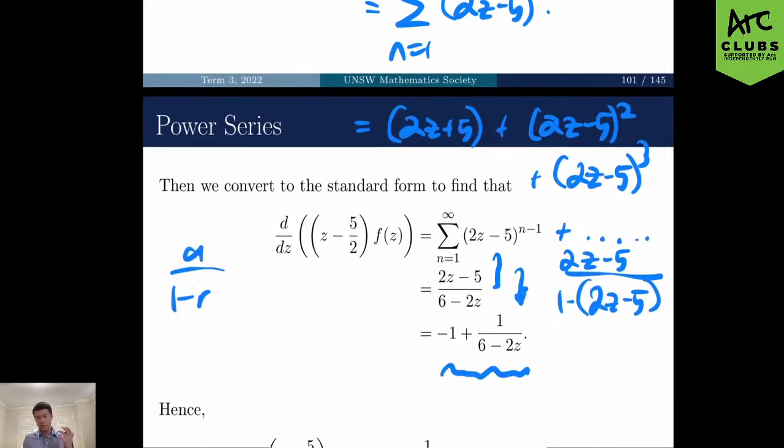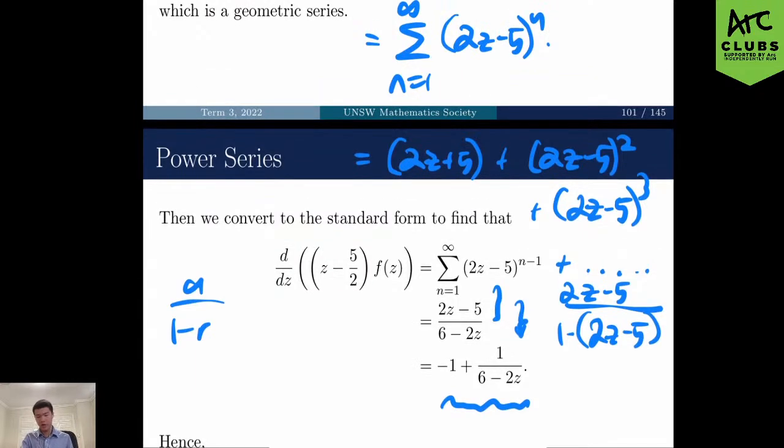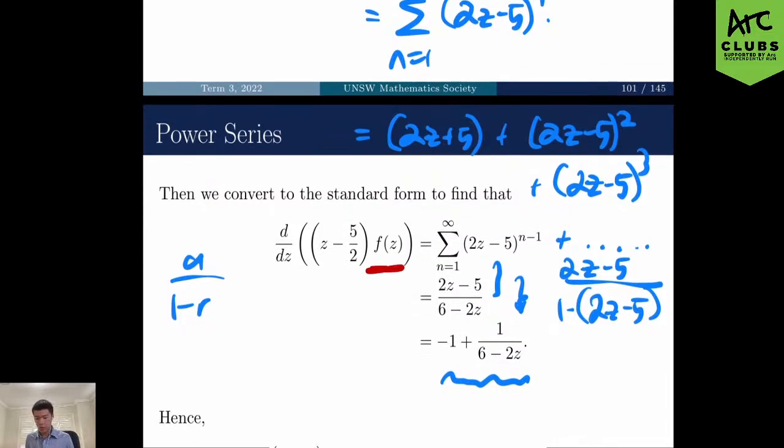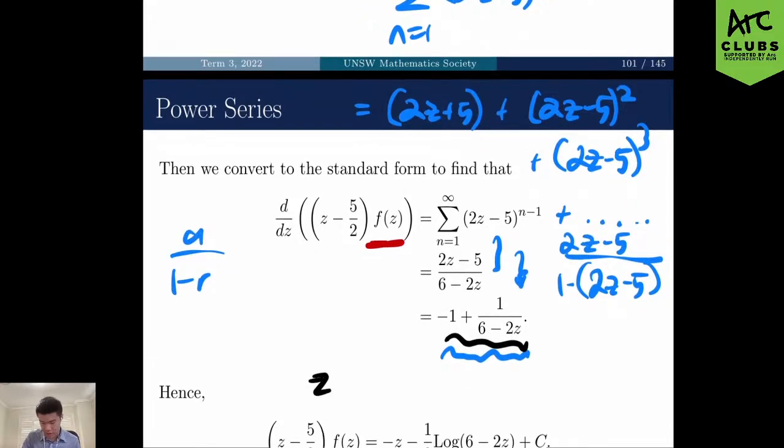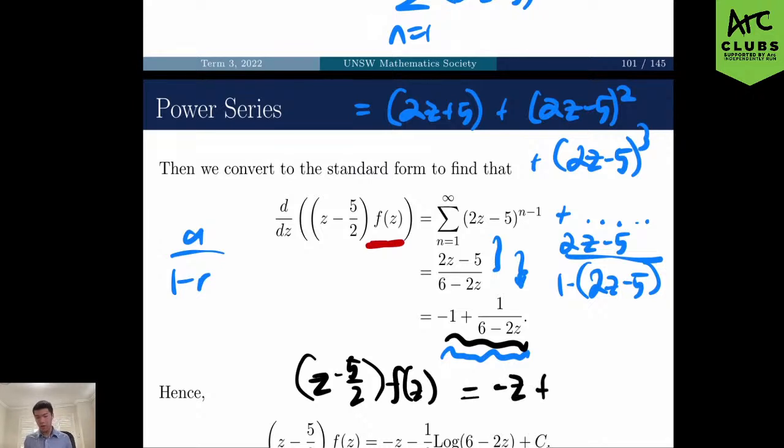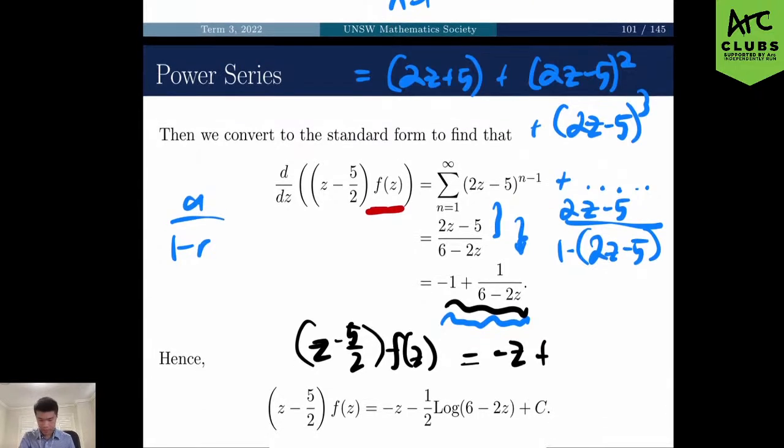Now that we've got this formula involving derivatives and our original function f, you can try to reverse it to get to f. So what would the antiderivative of this thing be? You get (z minus 5 on 2) times f(z) is equal to minus z. And recall that when you integrate a reciprocal function, you end up getting a log. And so you end up getting this.